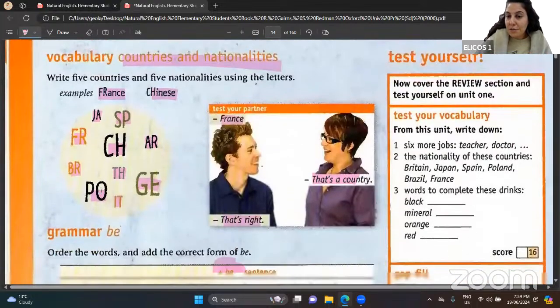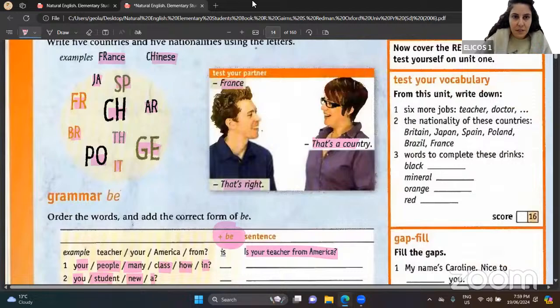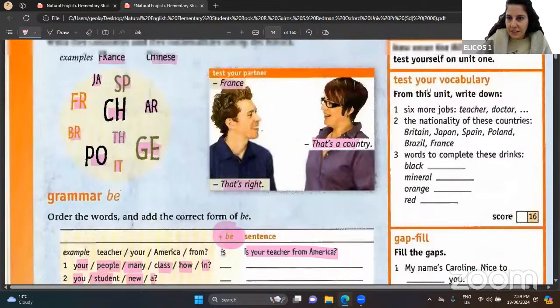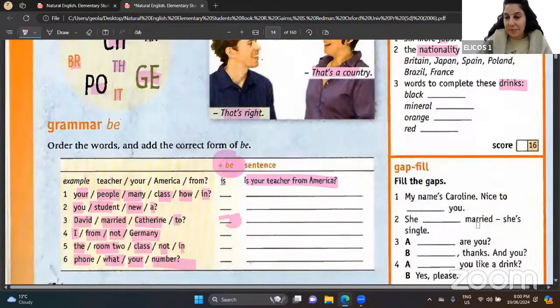Good. Okay, so if we're going to test ourselves, remember we looked at some jobs. So make sure you go back and you look at the jobs. Can't see my thing. Okay, so here we are. Yeah, now I can see it. Okay, so we looked at jobs, we looked at nationality, we looked at drinks. Okay, so make sure you know the vocab for them.